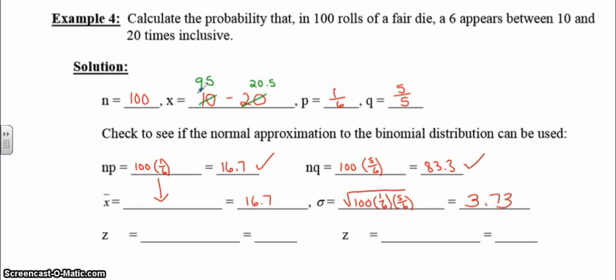Now, because we are finding the probability of being in between two values, hopefully you remember from the normal lesson that you have to find the z-score of each value. So we're first going to find the z-score of the 9.5, and we're going to find the z-score of the 20.5. So that would be 9.5 minus the mean divided by the standard deviation, and that is equal to negative 1.93. And the z-score for 20.5 is 20.5 minus the mean divided by the standard deviation, and that is equal to 1.02. Watch your rounding because it's 1.018, so make sure you round properly.